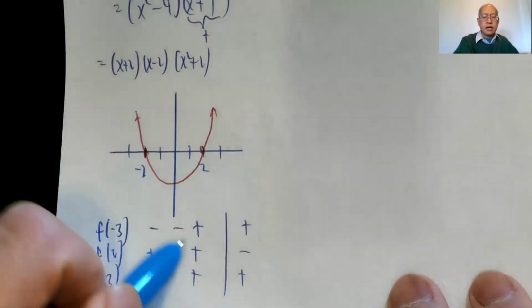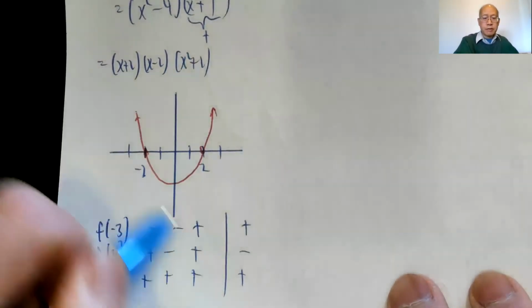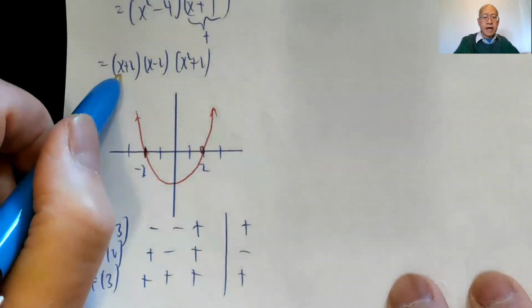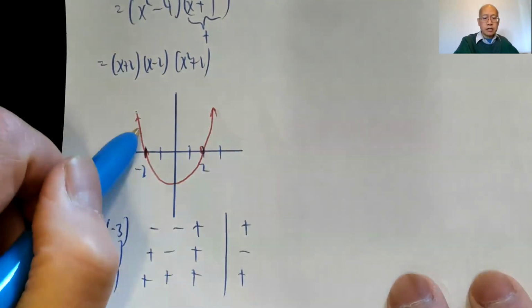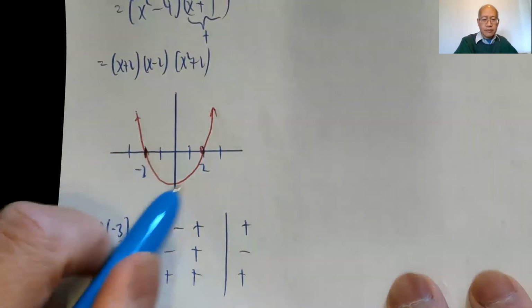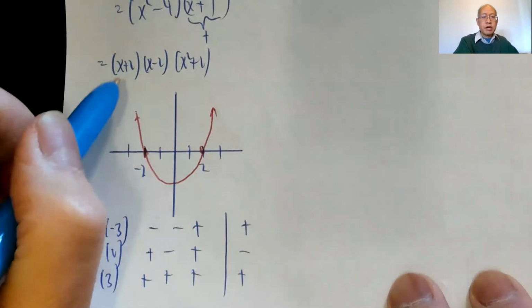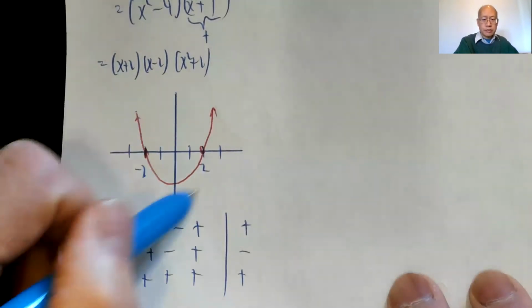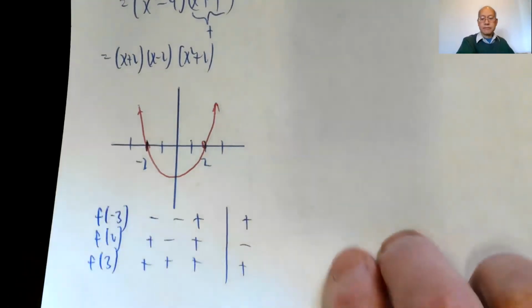Plug in -3. This thing's always positive, so plus, plus, plus. -3 here becomes negative, negative, positive, so positive. Plug in 0, positive, negative, positive. The whole thing is negative, goes down. Plug in 3, positive, positive, positive, positive. So graph looks something like that. All right, so that was section 3.2.